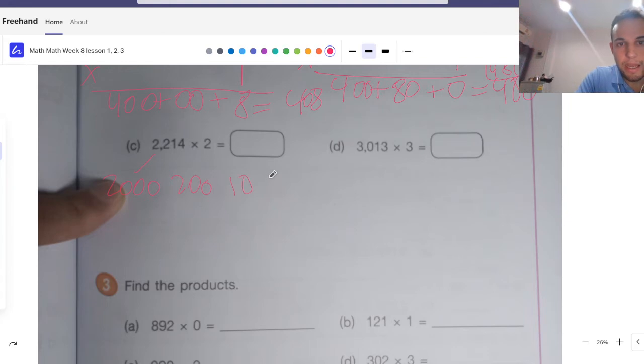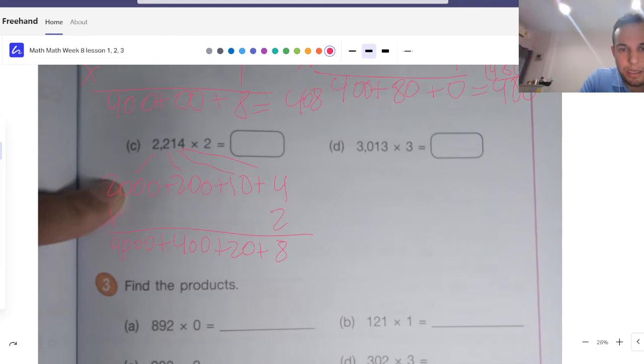We have 2,214. Okay, we have the 4, our 10, and our 200. Don't forget your plus signs. And multiply it times 2. And let's add that up on the bottom. 2 times 4 is 8. Plus 2 times 10 is 20. Plus 2 times 200 is 400. Plus 2 times 2,000 is 4,000.